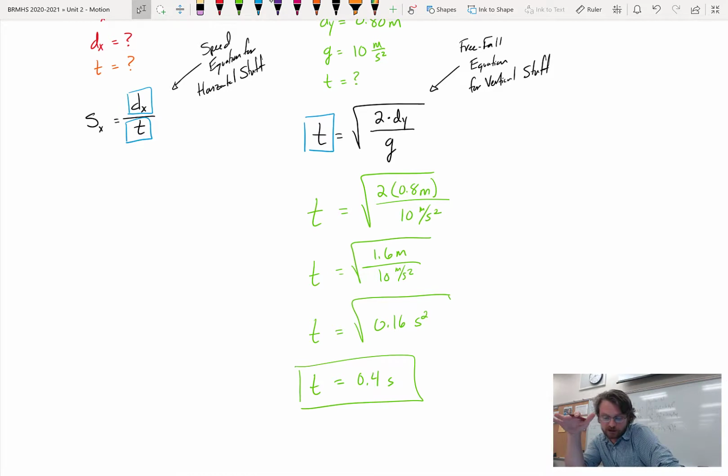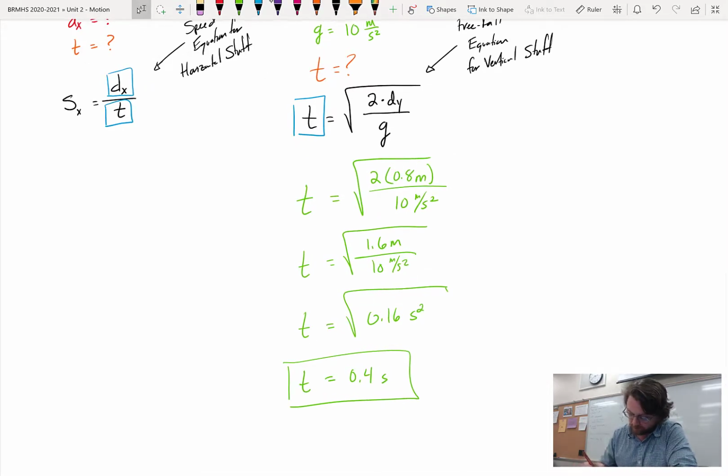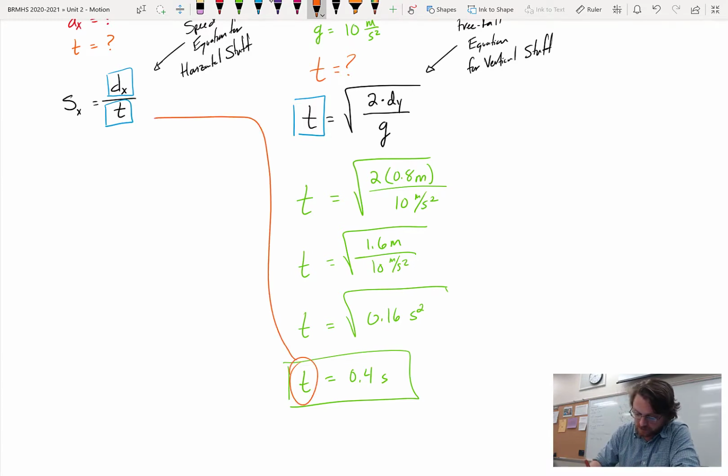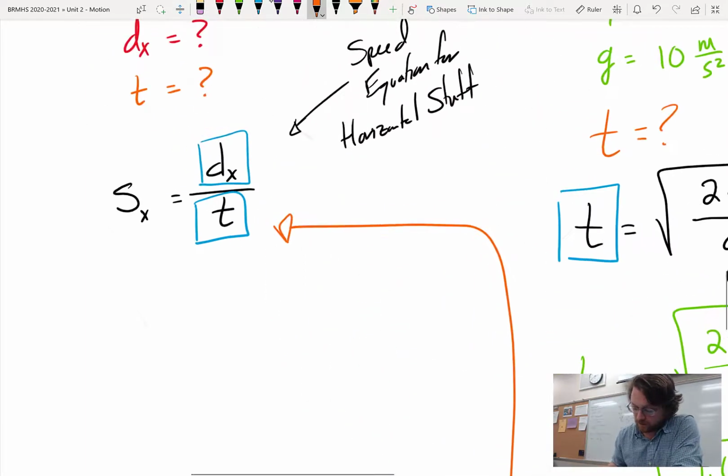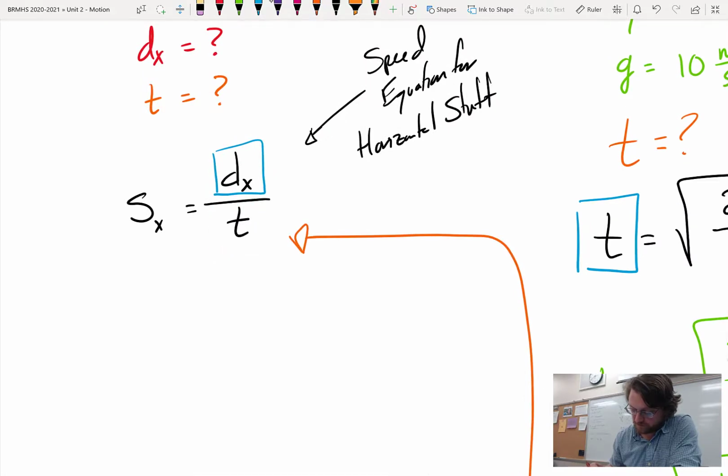Look what we can do now with this time t, which I had kept as orange because it goes in both horizontal and vertical and has the same time, because it's just one object. So it's the same time for both sides, horizontal and vertical. I can take this time that I found and substitute it over here in that speed equation. So now we know our time. We just figured out what it is.